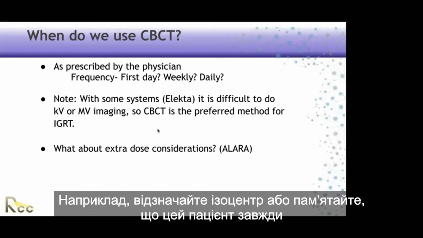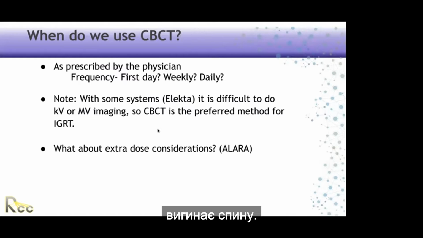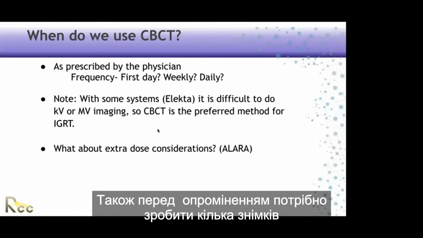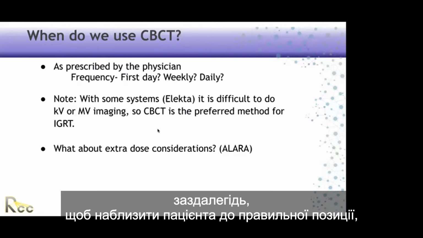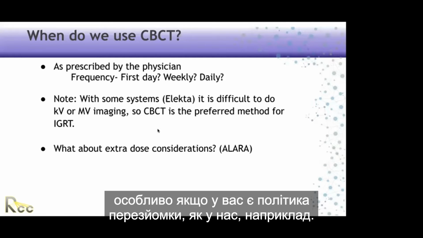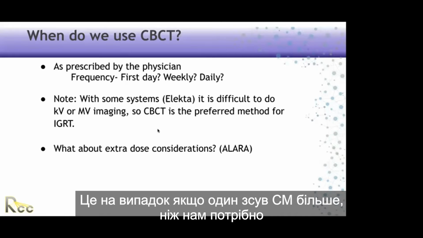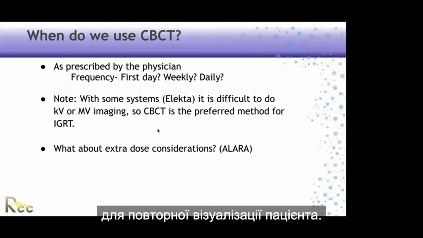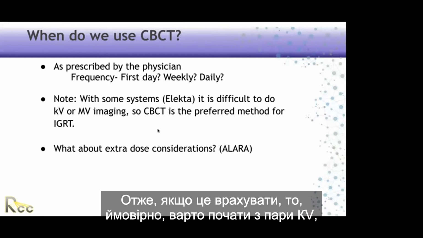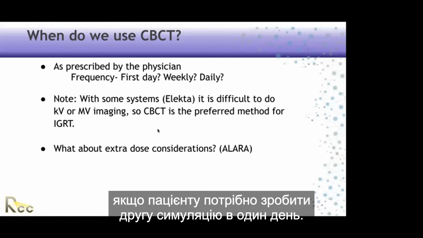So like remarking ISO or remembering like, oh, this patient always needs to arch their back. Also, just taking some KVs in advance before you do the cone beam to get the patient close to on before you do it, especially if you have a refilm policy. Like we have a refilm policy. It's like a 1 cm shift greater than that and we need to re-image the patient. And so when that's taken into consideration, you should probably start with a KV pair if this patient had to do a second cone beam one day.